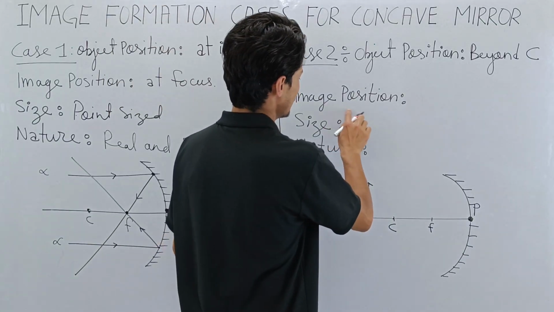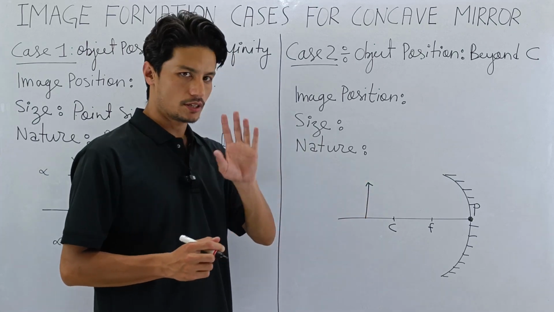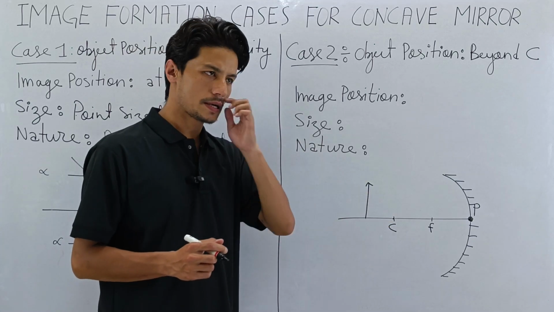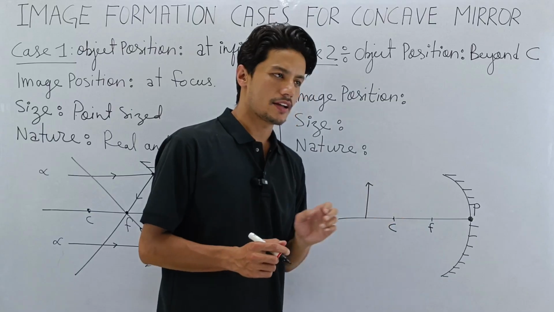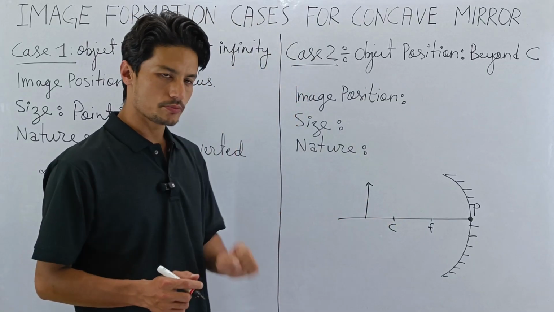So the object is kept beyond C. Now this is where students make mistakes. I have seen my own students inside the classroom make this mistake, so I don't want you to make the mistake.